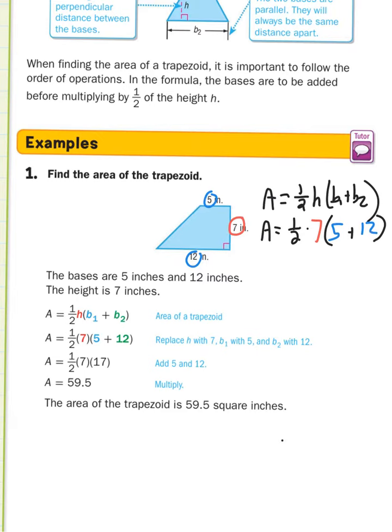Then step 3, all you have to do is type this in your calculator. The only thing I would say is make sure when you're typing it in, do not forget your parentheses or you will get the wrong answer. And when you type this in, you'll get area is 59.5, so 59.5. And the unit, since the problem is in inches, it's going to be square inches because area is always square inches. So example 1 is just a basic one. That shouldn't give you problems if you have the formula.